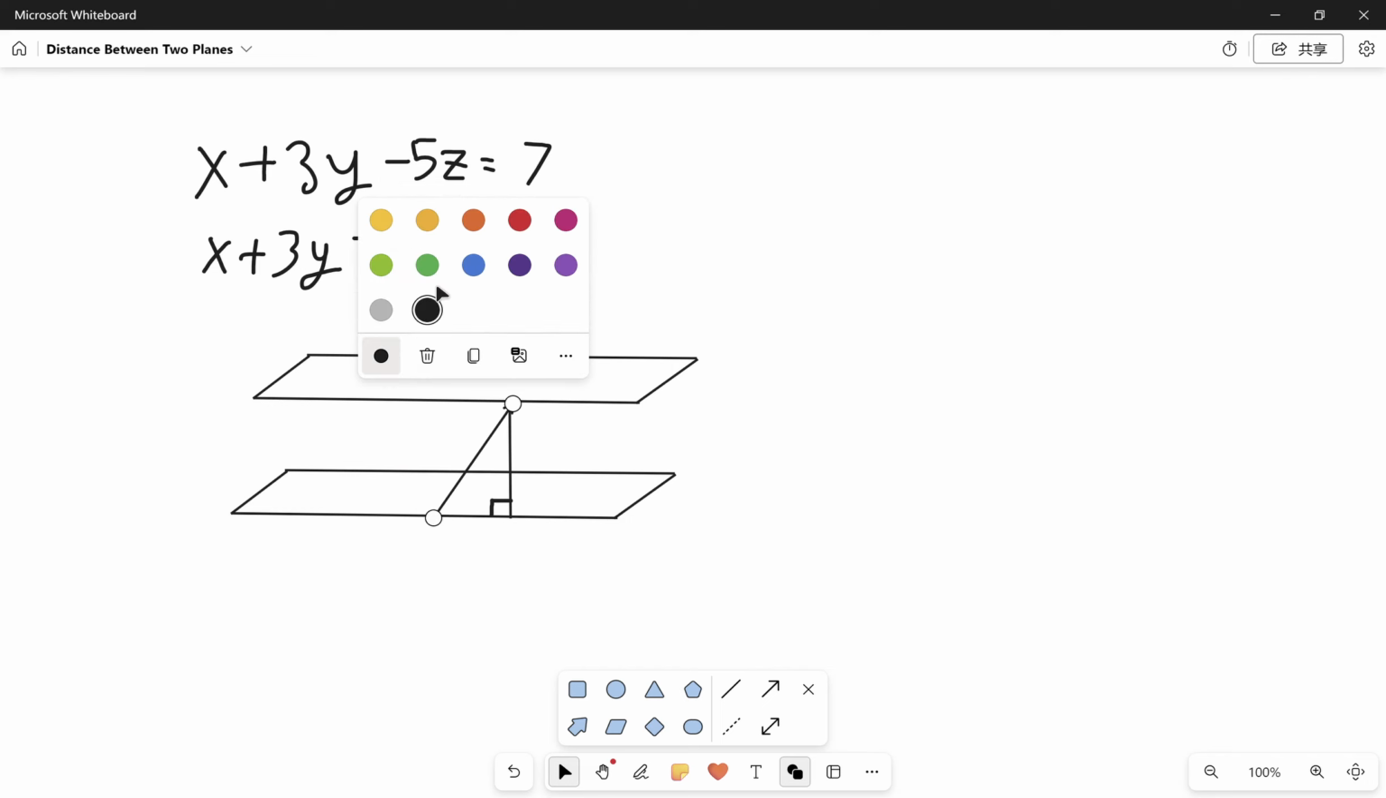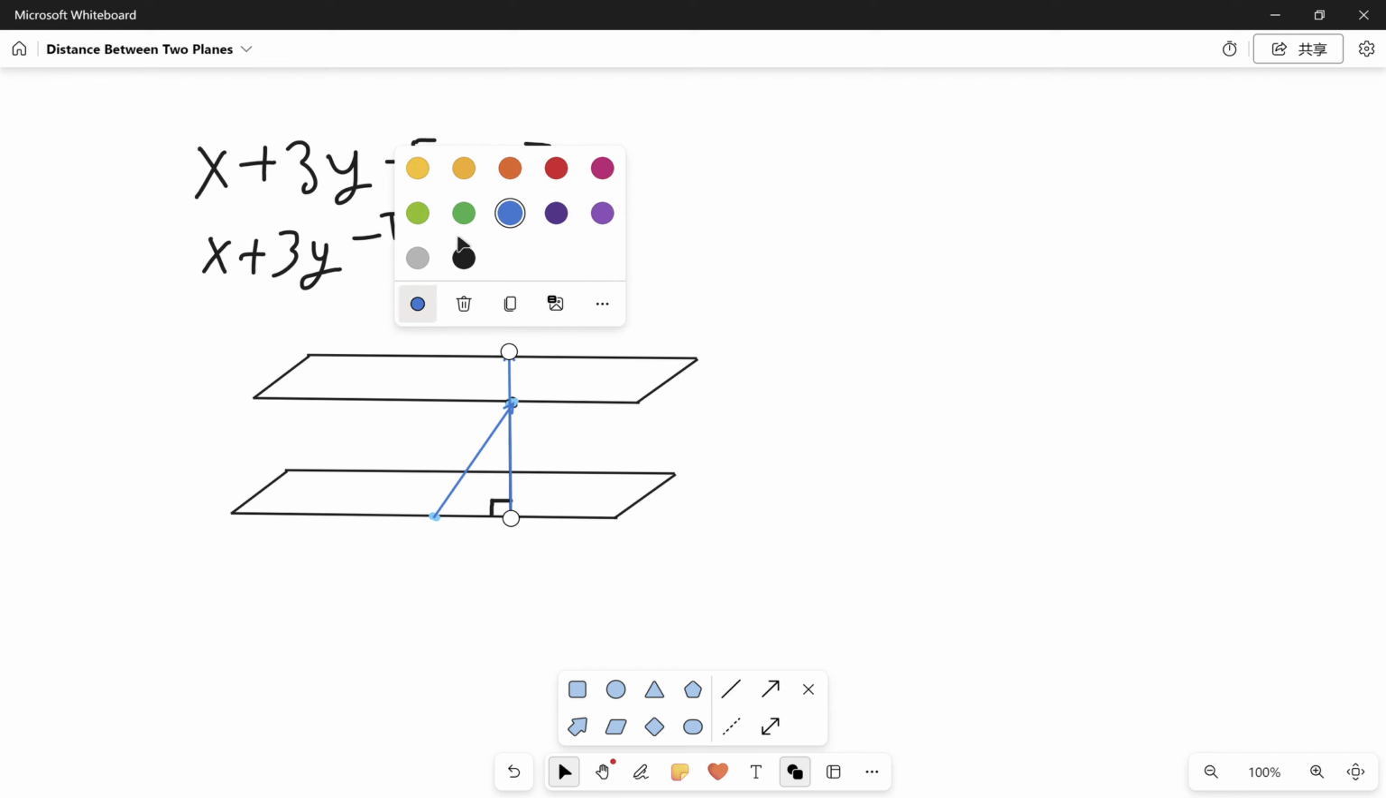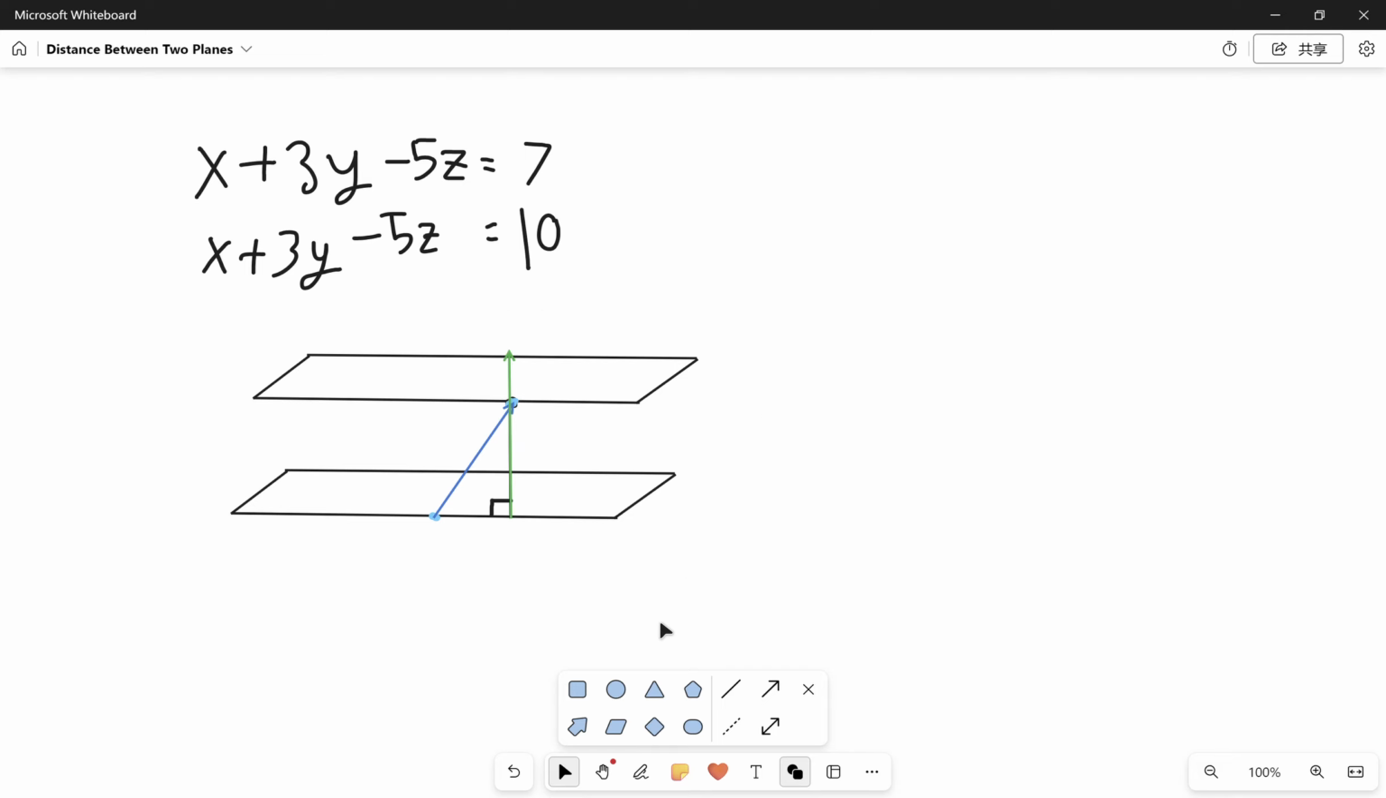onto this normal vector here. Because it's actually part of the normal vector, right? That's actually the normal vector. So it's basically the projection of the blue vector onto the green normal vector.